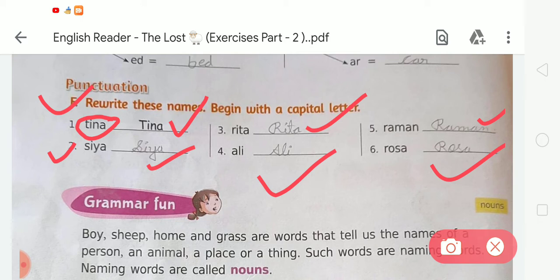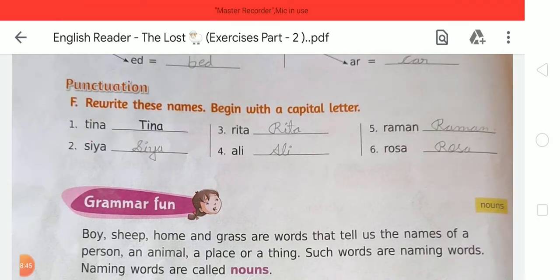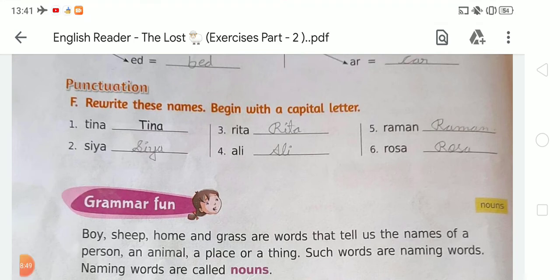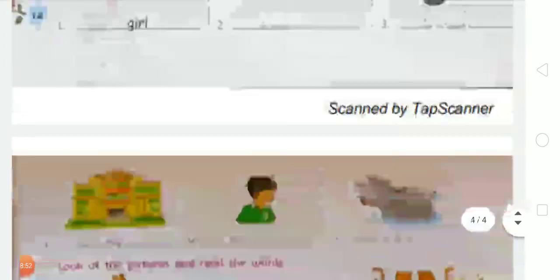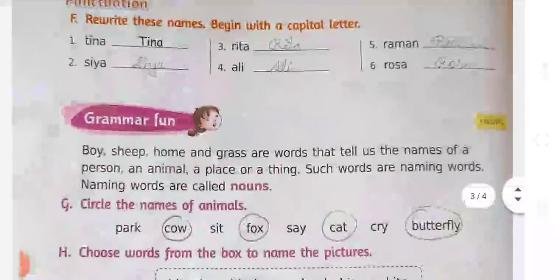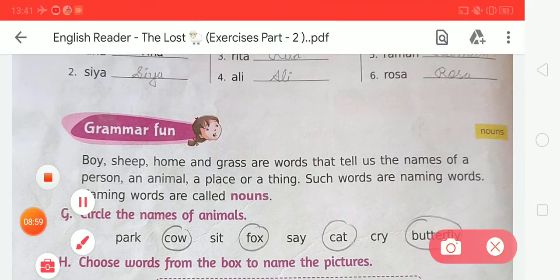So dear student, like this you have to complete this exercise F. You have to change only the first letter of these names. Okay student. So now moving to the next exercise. So dear student, what will we do in the next exercise? So here is grammar fun. Here are some notes for you. You have to read it.